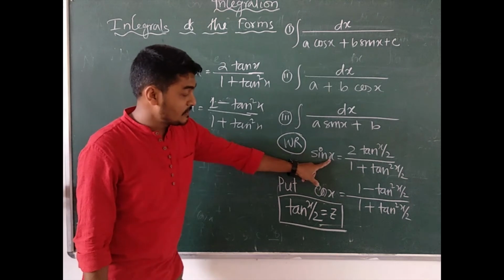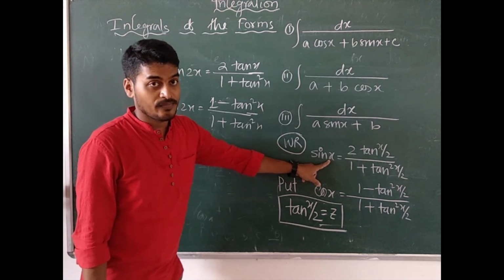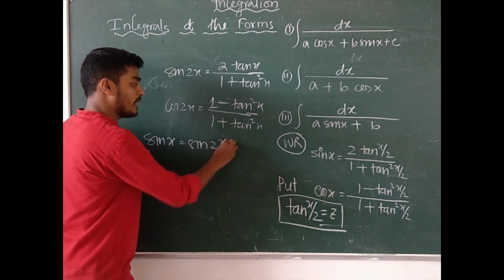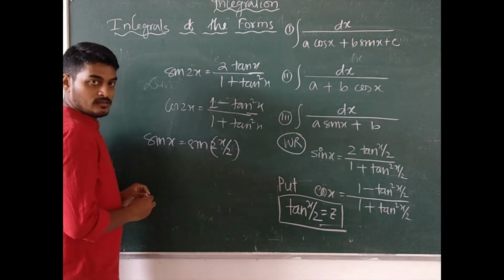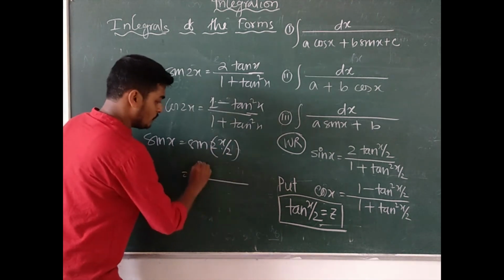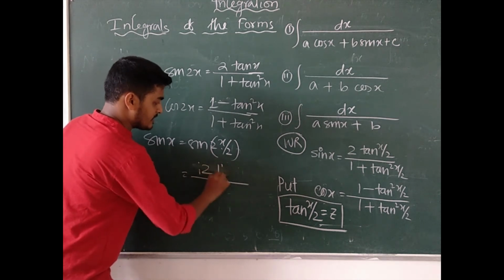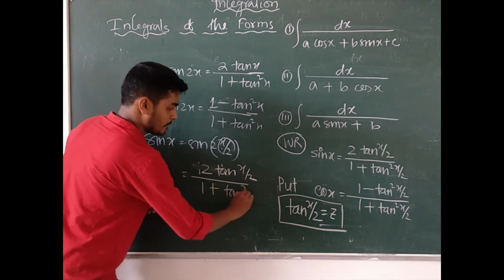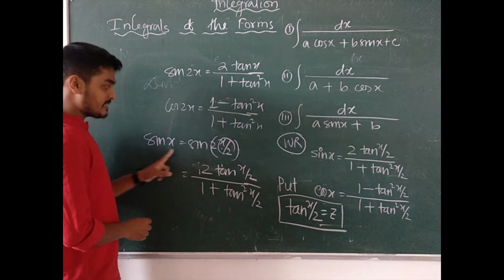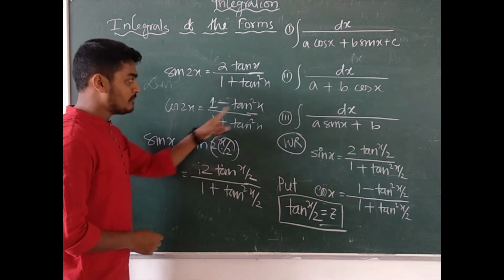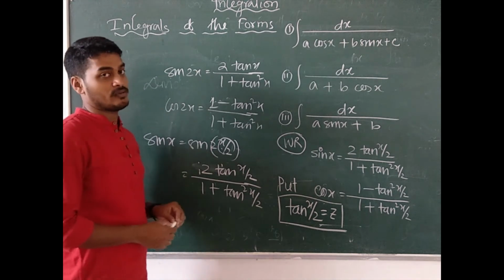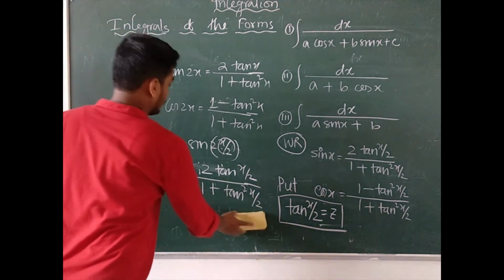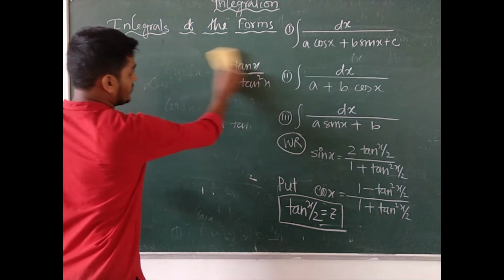But here you will get sin x, not sin twice x. Then sin x can be written as sin 2 into x by 2. Sin twice x by 2 means 2 tan x by 2 divided by 1 plus tan square x by 2. And similarly, cos x can be written as cos 2 into x by 2, that is 1 minus tan square x by 2 divided by 1 plus tan square x by 2. In this way we will recall all those formulas and apply them to all those questions. So let's start with one question.